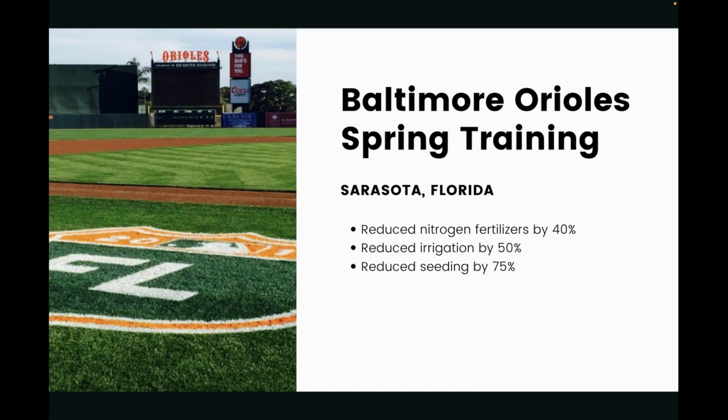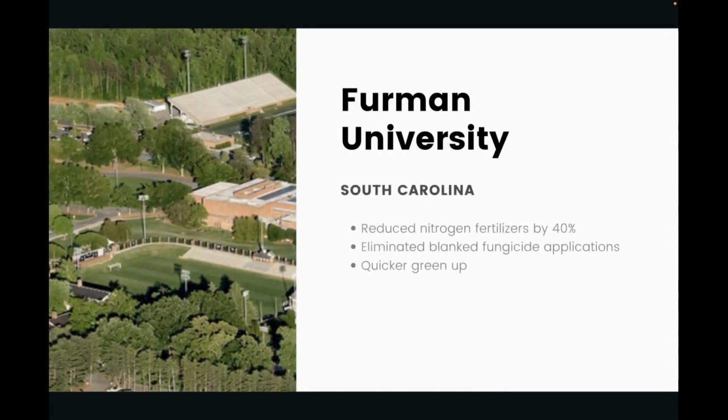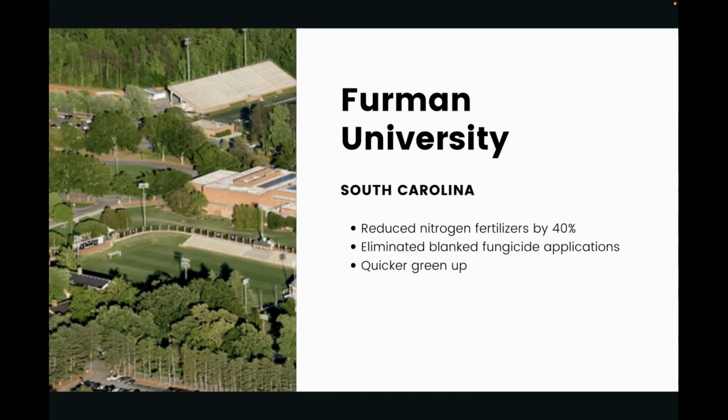The Baltimore Orioles spring training facility in Sarasota, they've reduced nitrogen fertilizers by 40%, irrigation by 50%, and seeding by 75%. Just a thicker, deeper, web-like root system made all the difference in the world for them. Furman University in South Carolina reduced their nitrogen fertilizers by 40%. They completely eliminated blanket fungicide applications.